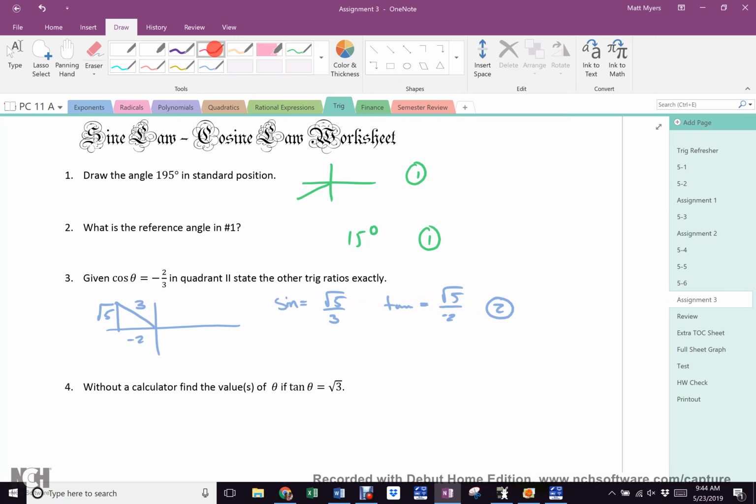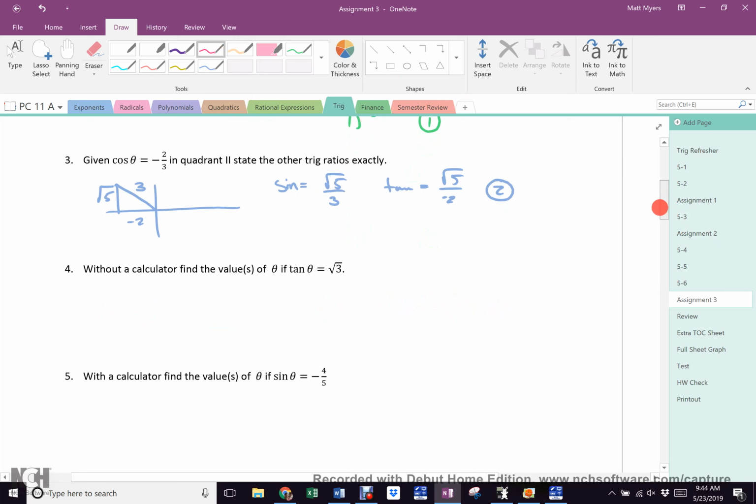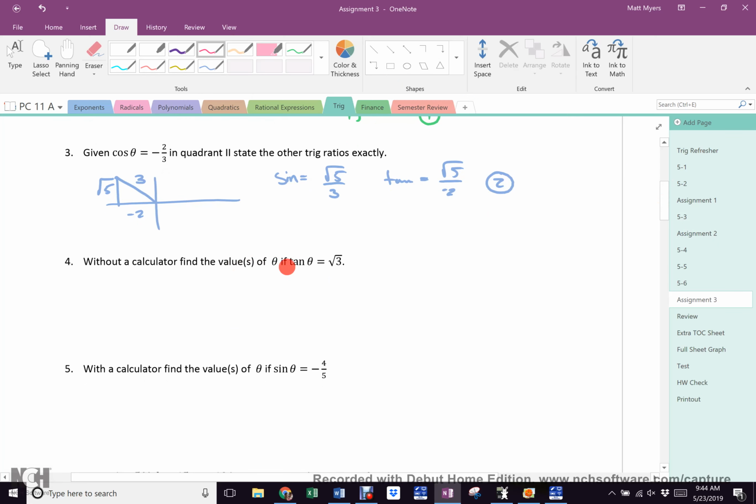Switching off to pink. Without a calculator, find the values of theta if tan theta is √3. What is it, Noah? Does anybody know it without a calculator? You all should. 60 and 240 for 2 marks.